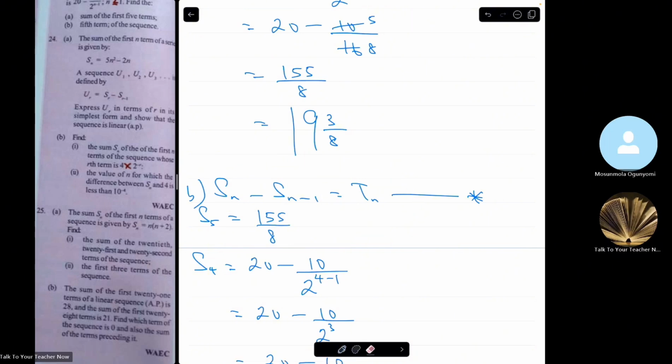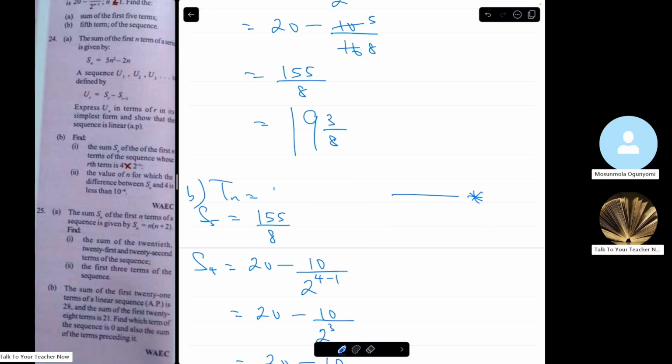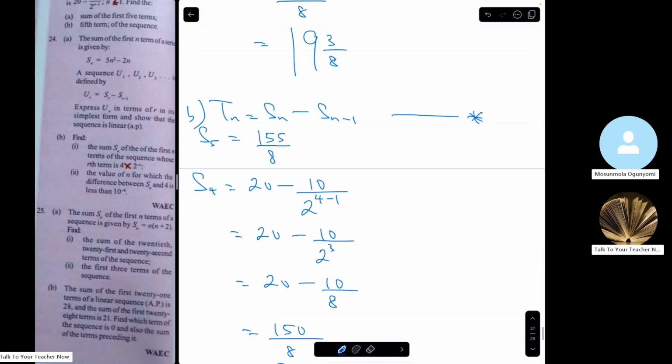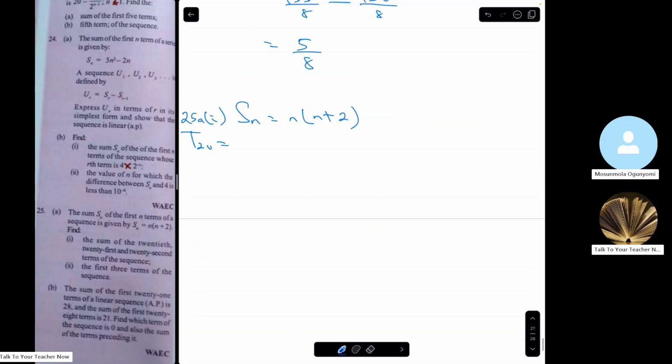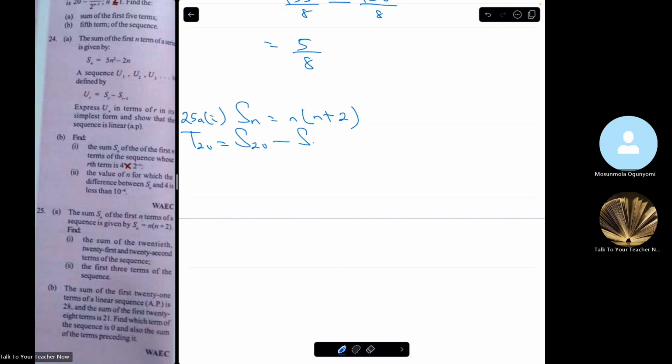Tn equals, let me write it down, Sn minus Sn minus 1. Do you understand? Yes, sir. That's the formula you use to find an nth term if the sum of n terms is given. So what's T20? T20 equals S20, beautiful, minus what? S19. Beautiful. 20 is n, n minus 1 will be 19.